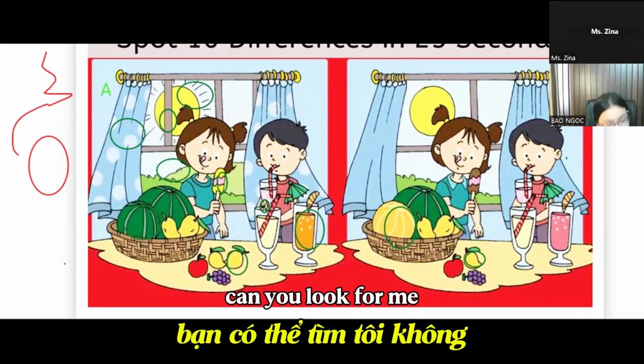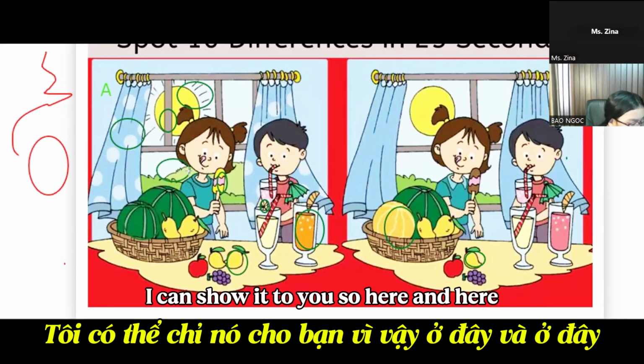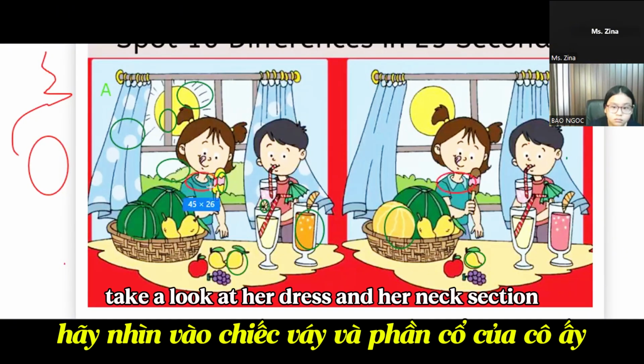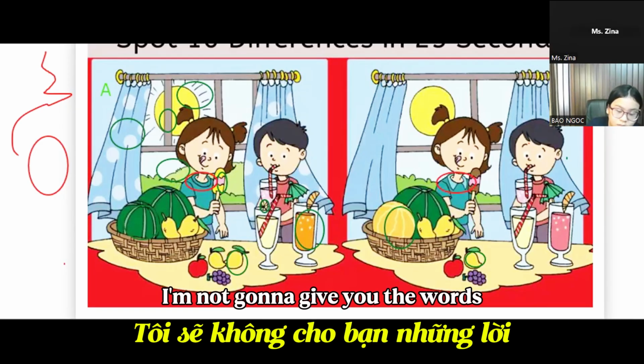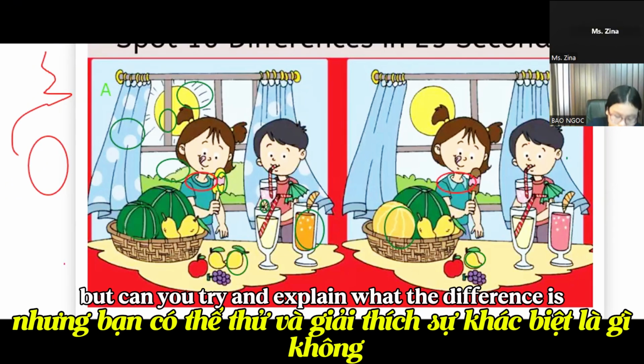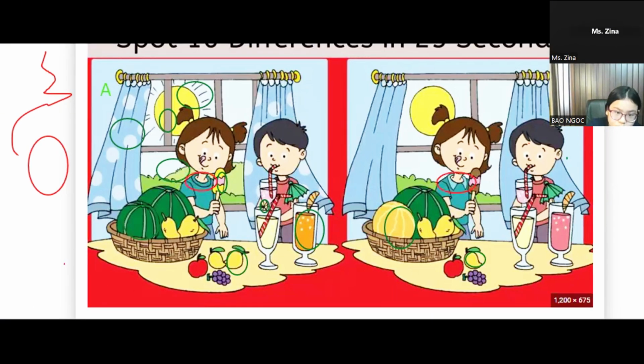Can you look for me? Yes, I can show it to you. So here and here. Take a look at her dress and her neck section. Oh, okay. I'm not going to give you the words, but can you try and explain what the difference is over there?